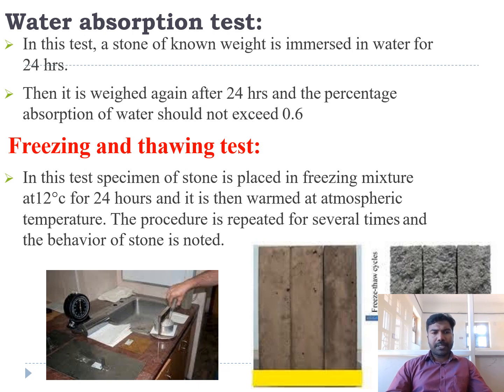Then freezing and thawing test. In this test, a specimen of stone is placed in a freezing mixture at minus 12 degrees centigrade for 24 hours, and it is then warmed at atmospheric temperature. The procedure is repeated several times and the behavior of the stone is noted.